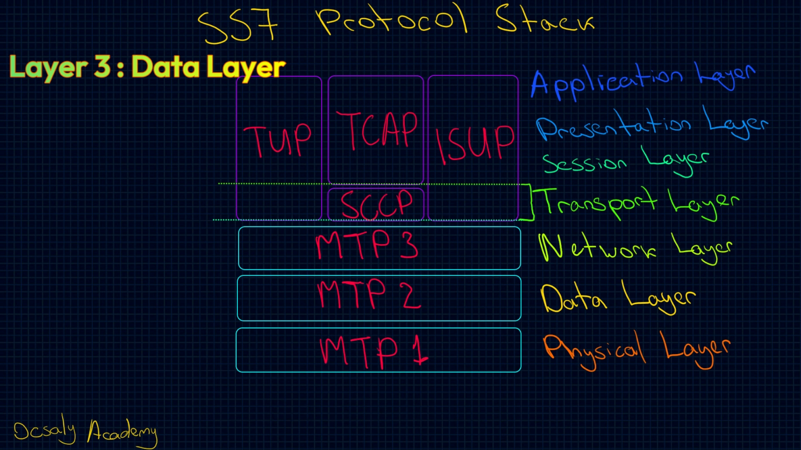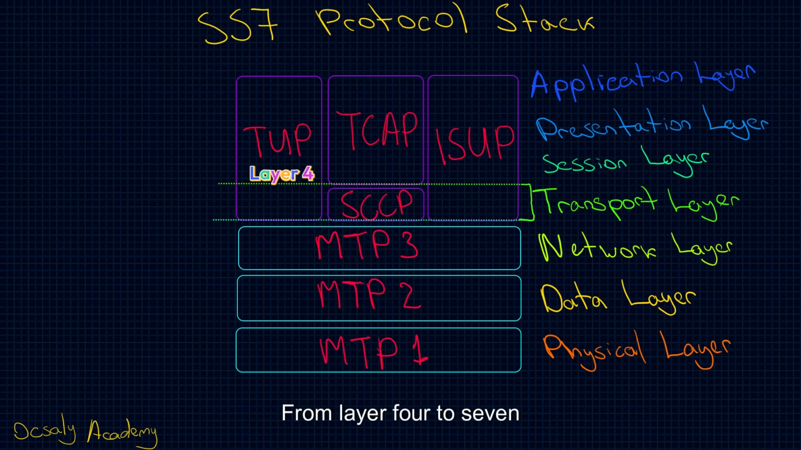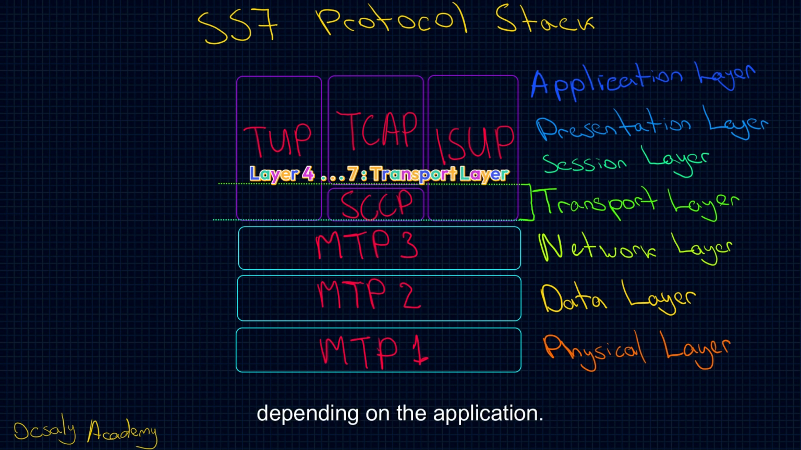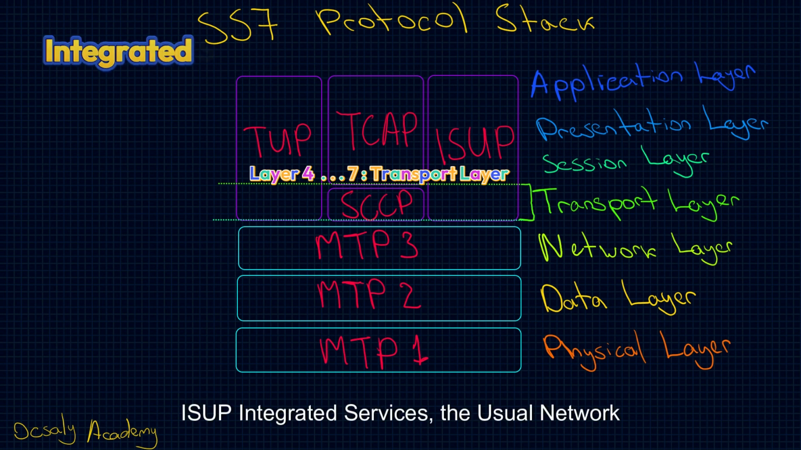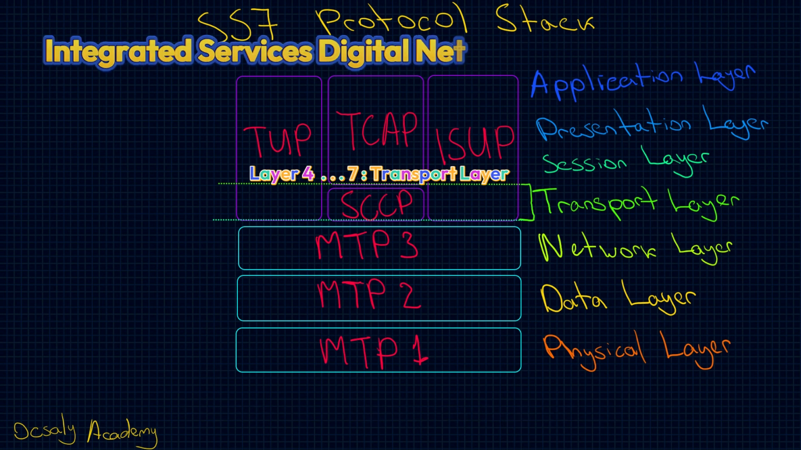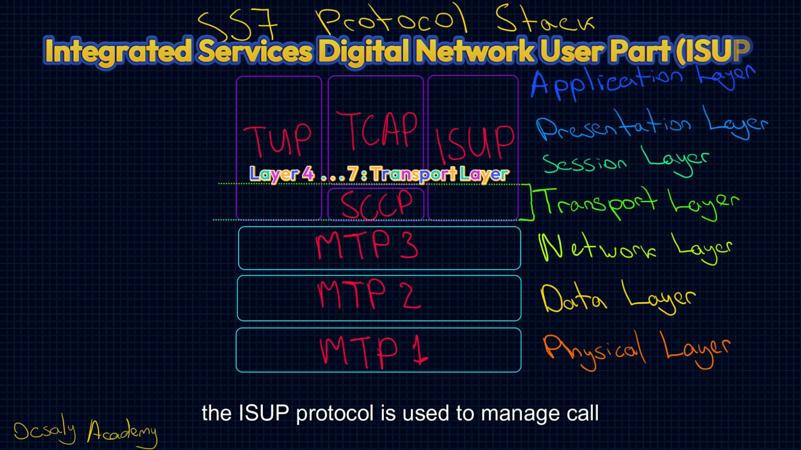For example, when a call or message is transmitted, the MTP3 protocol ensures it is routed to the correct telephone exchange or service. From layer 4 to 7 of the OSI model support a variety of SS7 protocols depending on the application. And here's an overview. ISUP, Integrated Services Digital Network User Part. So the ISUP protocol is used to manage call setup, control, and teardown.